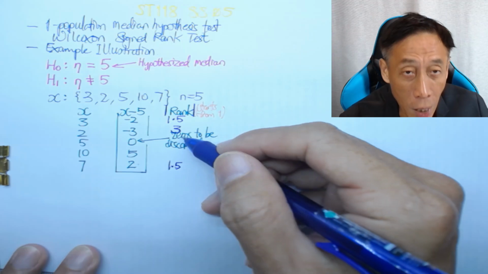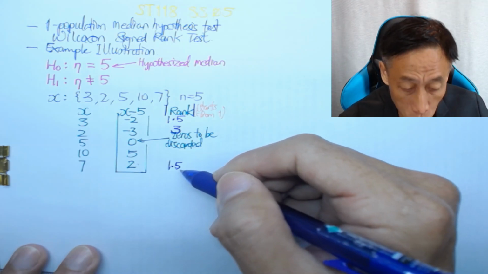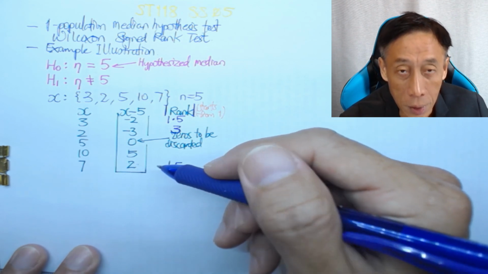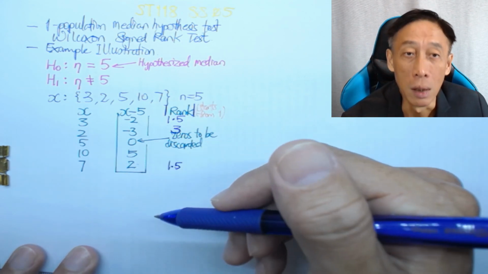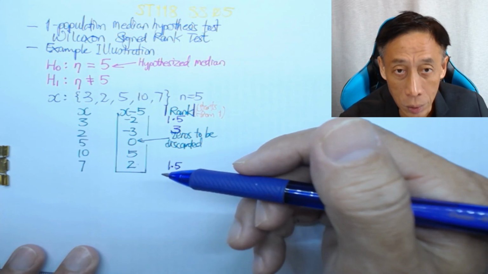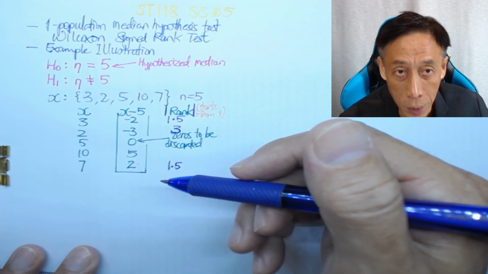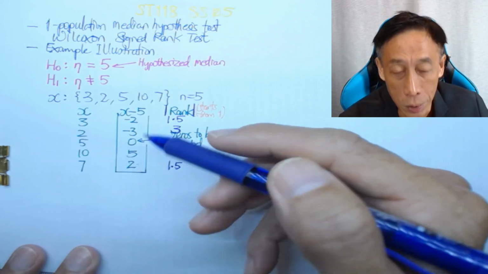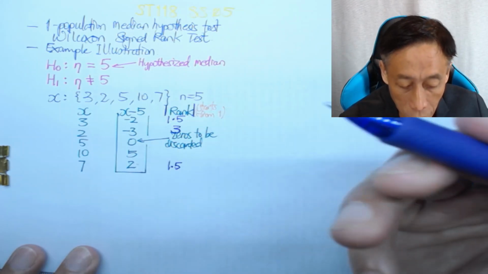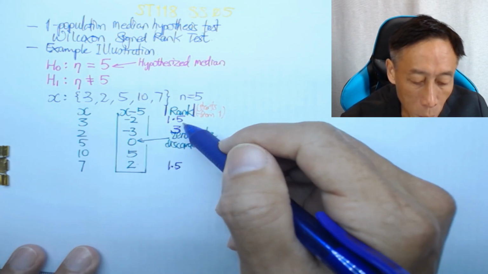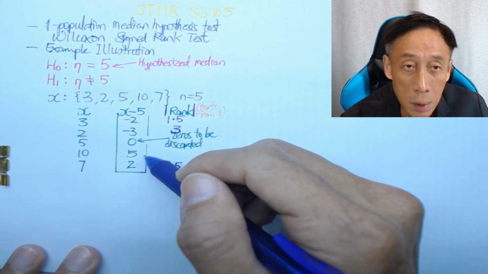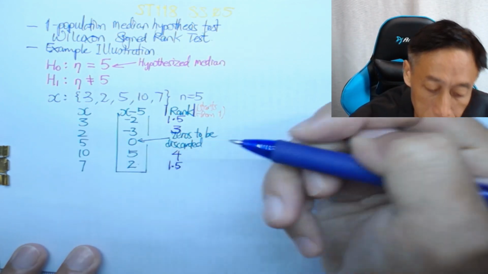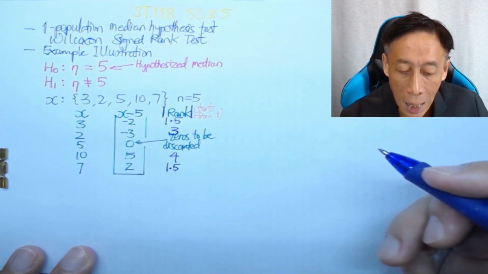And notice that we jumped away from 2, right? Because 1 and 2 share: 1 plus 2 divided by 2. If you have 3 numbers, then you add the extremes, 1 plus 3 divided by 2, which gives 4 divided by 2, so you get 2. So here we get 1.5, and this one is the 4th rank. So 5 here gets a rank of 4. So that's the absolute rank.